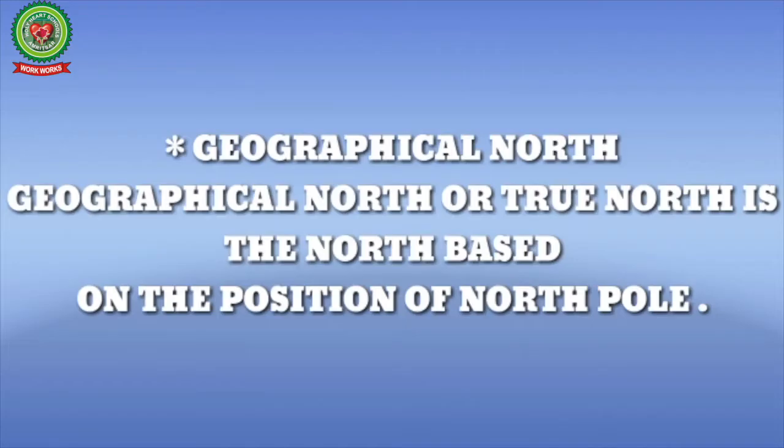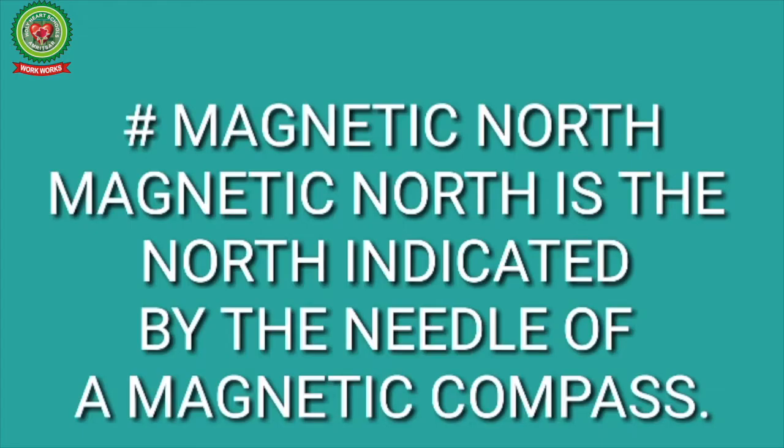Now children, generally we have 3 types of north: magnetic north shown by the needle of the magnetic compass, geographical north or the true north, and the grid north. First is geographical north. Now what is this geographical north? Geographical north or true north is the north based on the position of the north pole. Second we have magnetic north. Magnetic north is the north indicated by the needle of a magnetic compass.